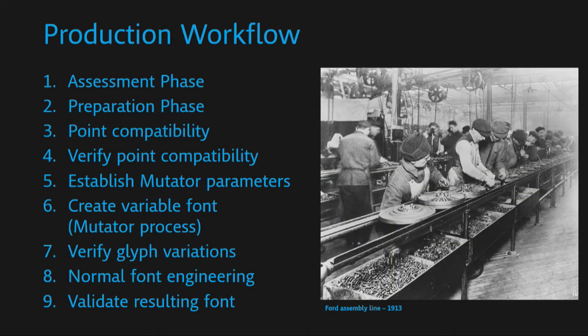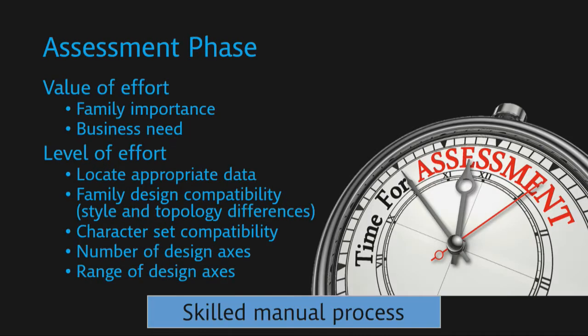And cost is, so we have a production workflow in mind where we have an assessment phase, we have a preparation phase, and then we go through the process of creating the variable font. So we've scoped out what we think our workflow is going to be, and so the different aspects of this workflow are going to determine the cost, and that's going to determine how many variable fonts we're going to have in the end. So part of the assessment phase is really determining the scope.